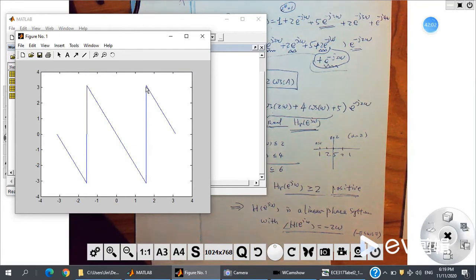But in MATLAB, maybe they have some restriction. They want to represent the angle just between positive and negative pi. So this point is going up. But actually this point should be here. Right? Should be the same point. So if you just look at the graph, they are separate. But you consider they represent the angles. This straight line and this straight line, they are the same line. They are connected. You got it? Yeah. So this should be one straight line. So this is linear phase. All right.